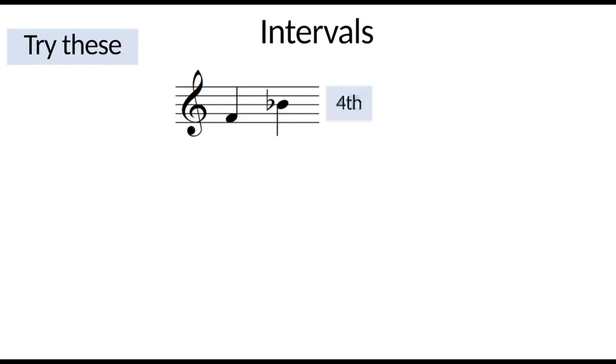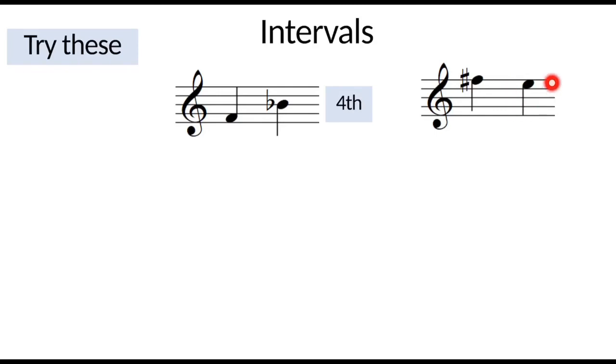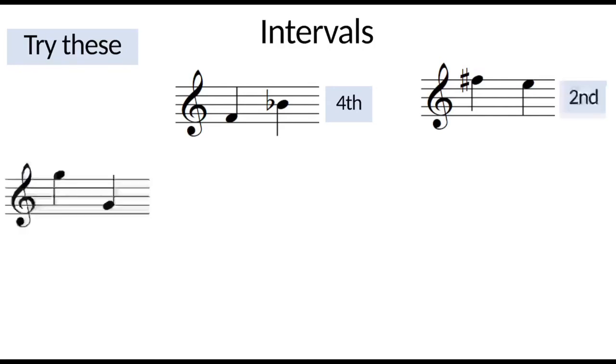These two here, again we see a sharp, doesn't matter about that. We're looking for the lowest of the two notes, which is this one here. We know that's an E. E's number 1. I'm going to count up until we get to this note, which is F sharp, or F would do. So if E's 1, F sharp is 2. That's why that interval is a second.